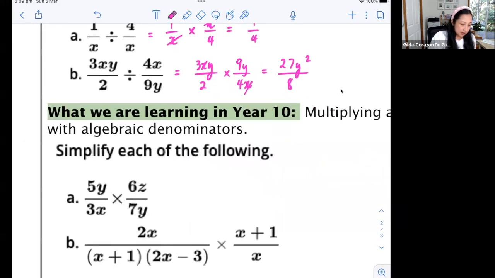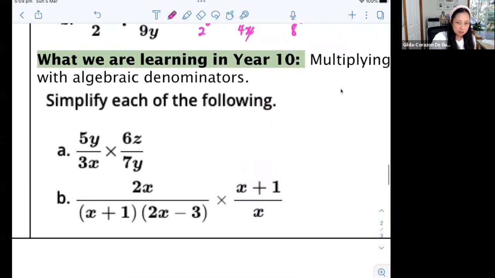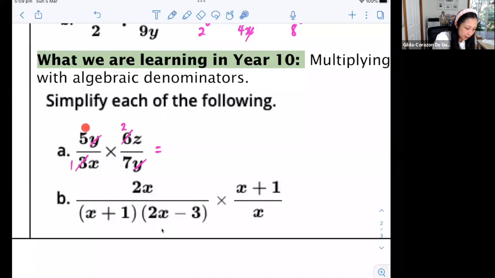Okay, now let's try those ones that we want to show or demonstrate in Year 10. Let's multiply these two. Let's cancel out some common factors so we don't end up with a crazy answer. We've got 3 and 6, that becomes 2, and that becomes 1, right? We can cancel out the y's, and therefore on top we got 5 times 2 times z, which gives us 10z over 1 times x times 7, you get 7x.